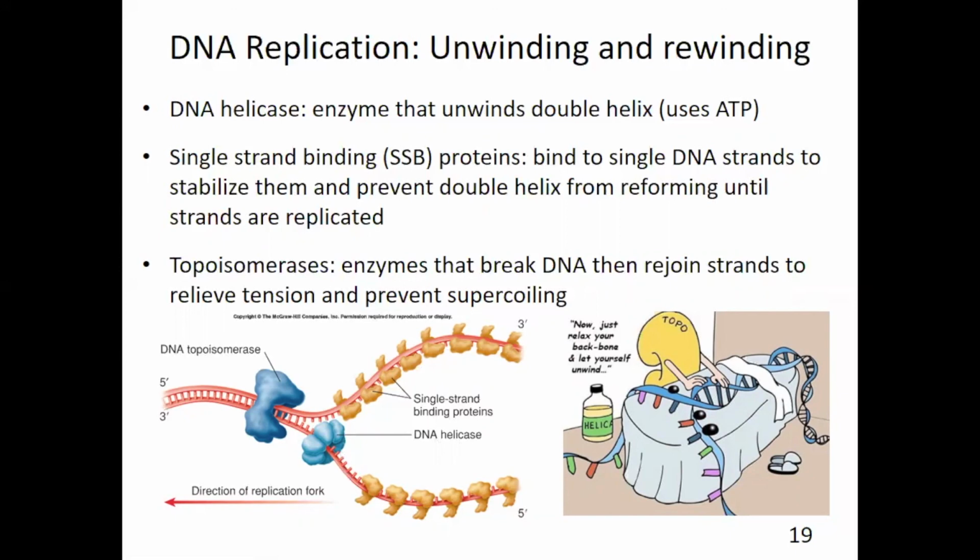You can think about this like when you are separating two strands of a rope. The rest of the rope may get tangled. And a nice way to remember this particular enzyme is this fun comic here. The topoisomerase is trying to make sure the DNA stays relaxed, stays in a double helix, and doesn't supercoil or knot up on itself.